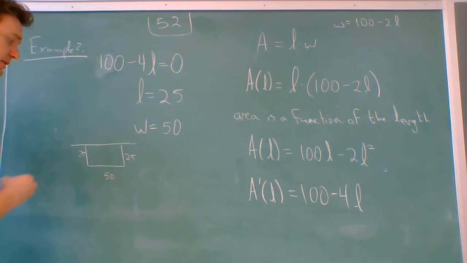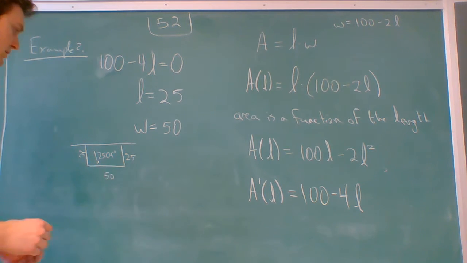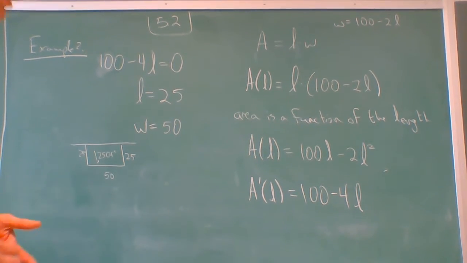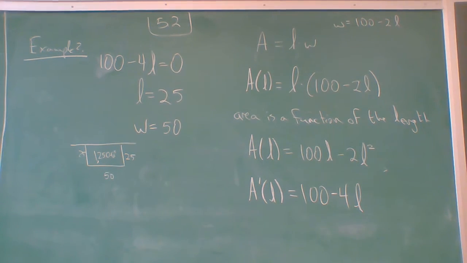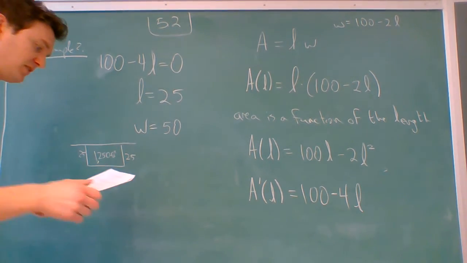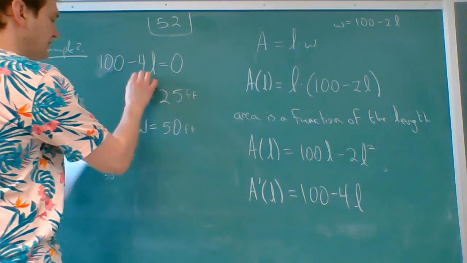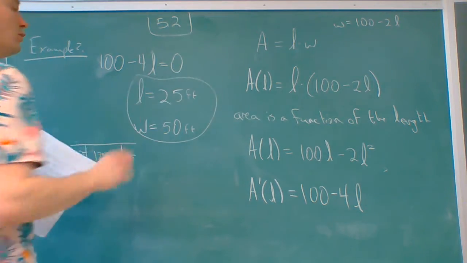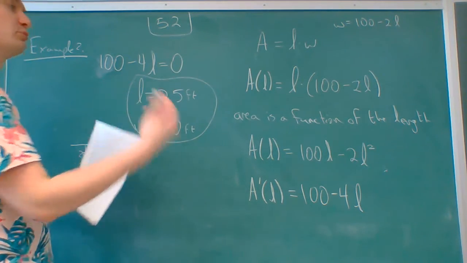This maximizes our area. By the way, what would that area be? What is 25 times 50? All right. So the area itself will be 1,250 feet squared. The question was asking, what are the dimensions of the largest area? Looking at our units here, these are both in feet. So the question wasn't asking for what is the maximum area. It was asking what are the dimensions that produce the maximum area.